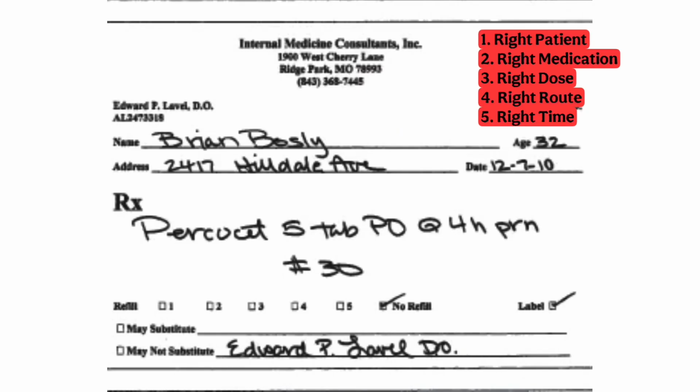Secondly, we want to make sure that the order is complete and correct. So for this purpose, we'll use the first 5 patient rights of medication administration. Let's look at some examples. Review the 5 patient rights of medication administration in the top right corner and look at the order below. Pause the video and decide whether this is a complete or incomplete order. This is incomplete. The medication is missing the dose.